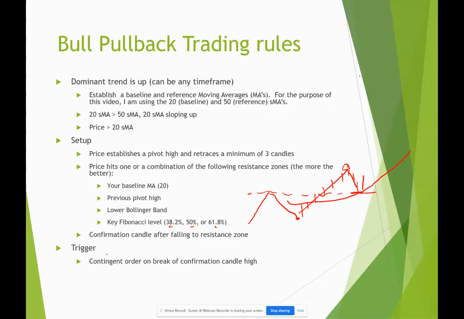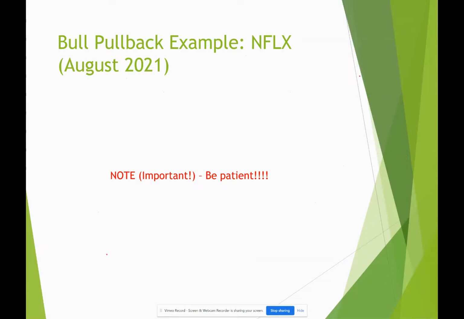And then I use a trigger. Okay. So what I'll do is I put a contingent order on the break of the confirmation high. So if then the price breaks that confirmation candle, goes up, then I'll take a trade and I'll take it up. Okay. And then hopefully it zigzags a little bit more, and I can get a little bit of profit.